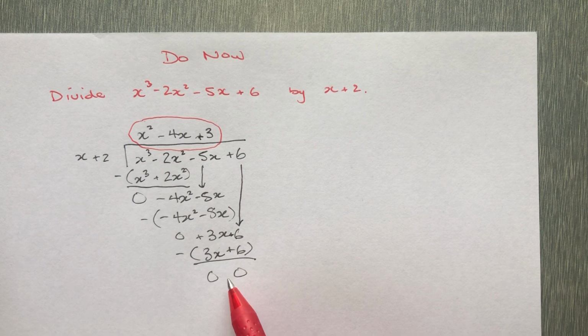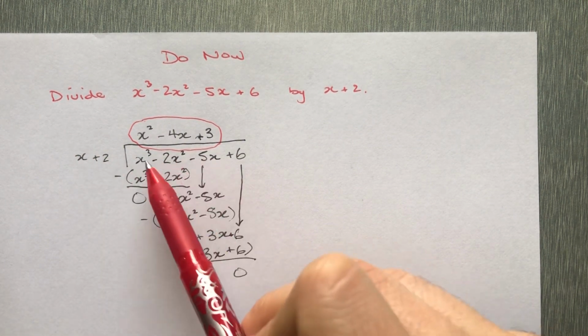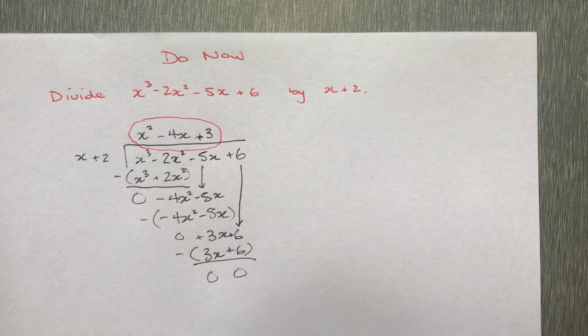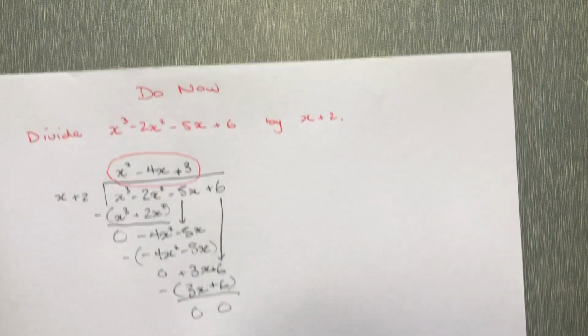Now if there's 0 remainder, that means that this is a factor of this polynomial. Alright, so let's move on to 6c, which we'll be doing this lesson.